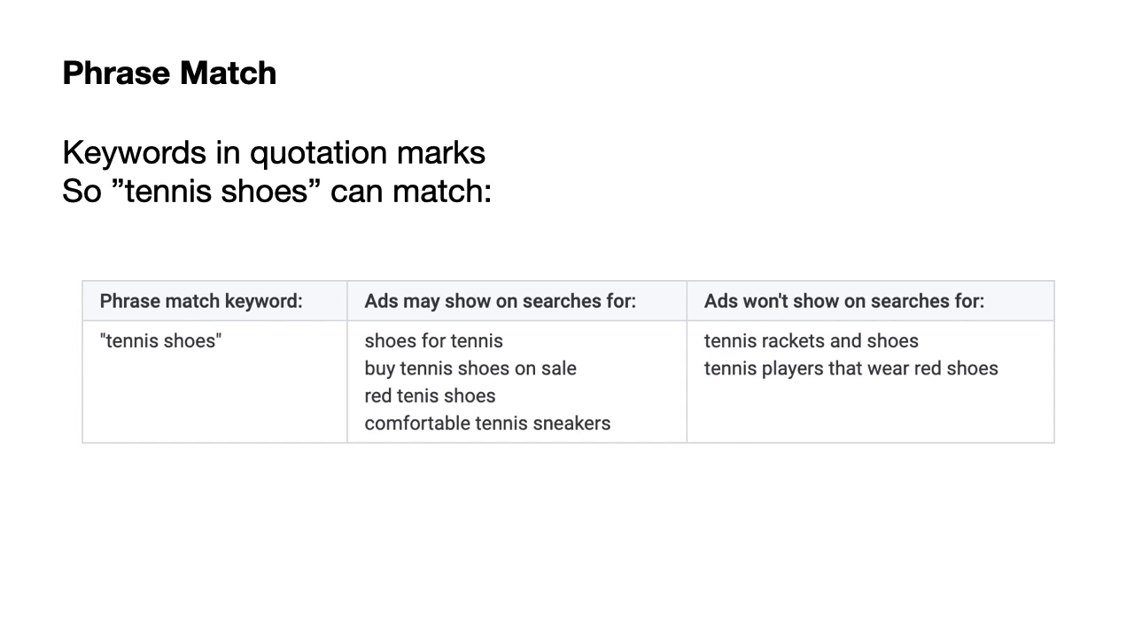So next we have phrase match, which is one of the core keyword match types that we are looking at. This is where the keywords are added within quotation marks. So tennis shoes in quote marks will look for that phrase as it appears between the quotes. This keyword could match shoes for tennis, buy tennis shoes on sale, red tennis shoes, and comfortable tennis shoes, of course. But it's not going to match tennis rackets and shoes, and tennis players that wear red shoes, because they are not in the same word order. So phrase match, as you can see, means that we are much more targeted in comparison to broad match.